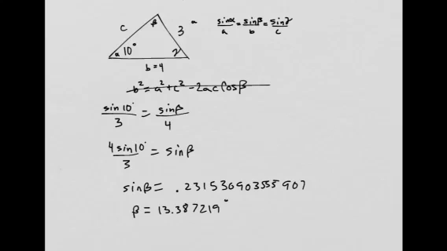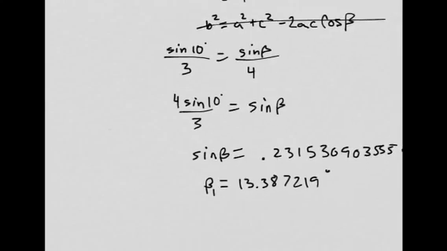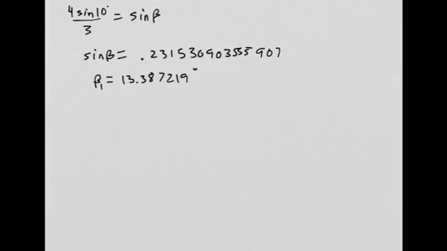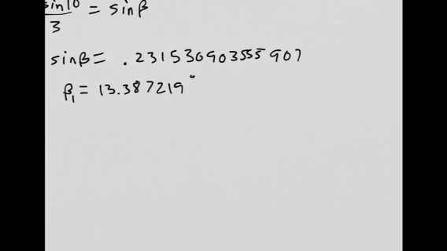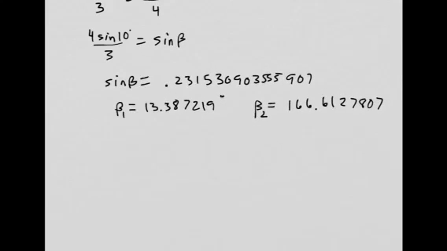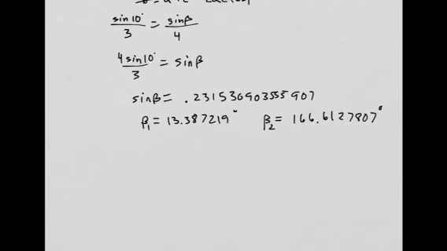But from the notes, we can get beta 2. Anytime we're using a side and an angle, we could possibly have 2 cases for beta. So I've got to check. And beta 2 would just be 180 minus beta 1. So I'll do that, and that's going to give me 166.612807. I'm just writing down a lot of decimal places. Those are degrees.